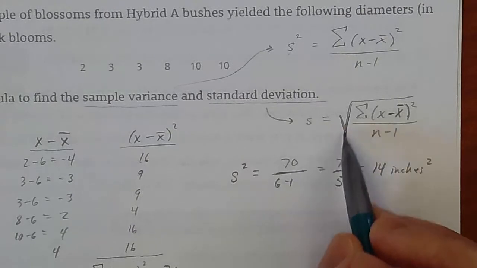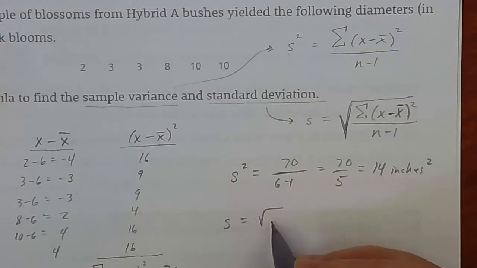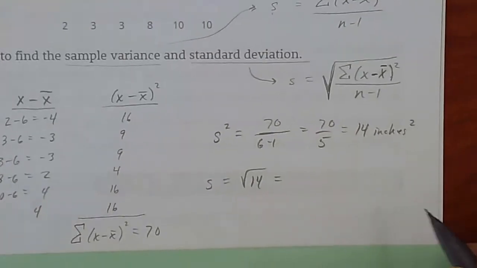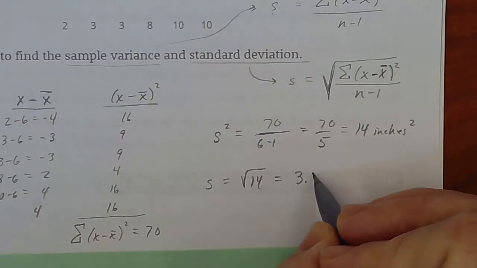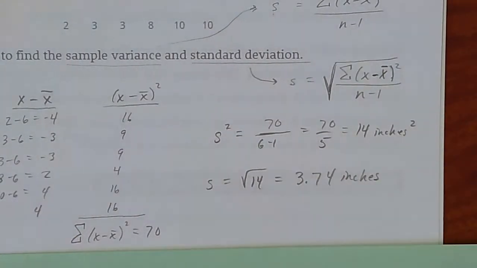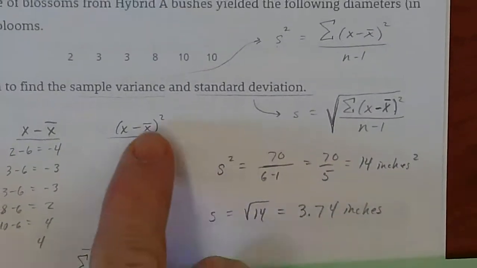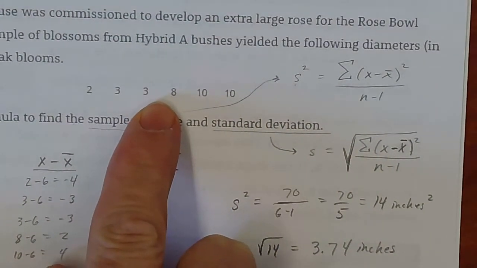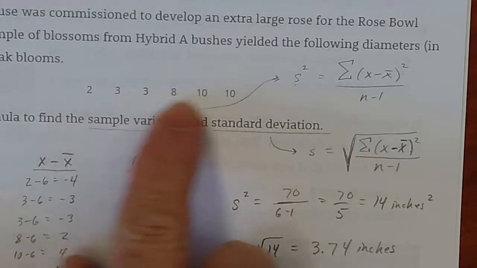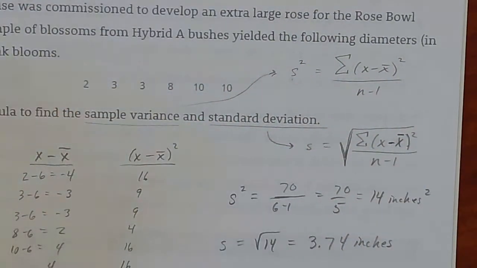Okay, standard deviation is just the square root of everything we just did. So S will be equal to the square root of 14. And we take the square root of 14, we get 3.74 inches. Okay, so what did we just find? Well, look at this data set, right? They're not all right on the mean of 6. Actually, none of them were the mean of 6. Sometimes it was off by 2, sometimes it was off by 4. It describes that typical deviation from the mean of 6.